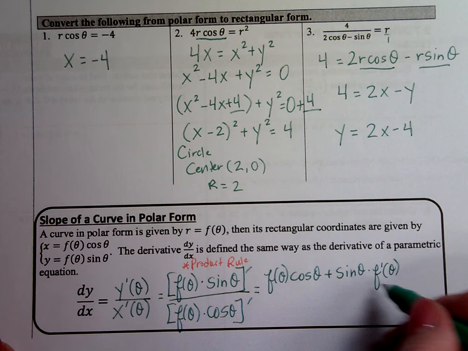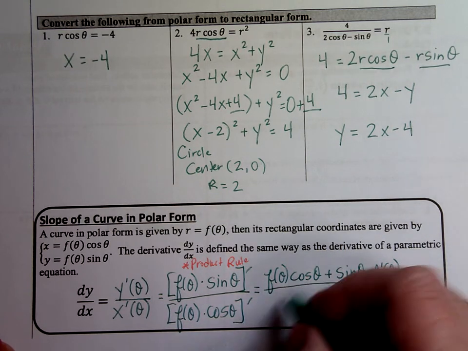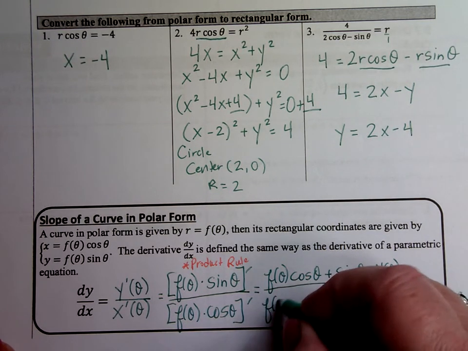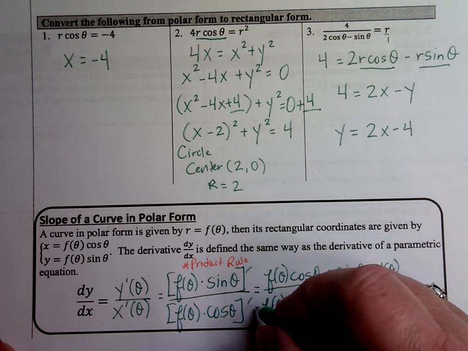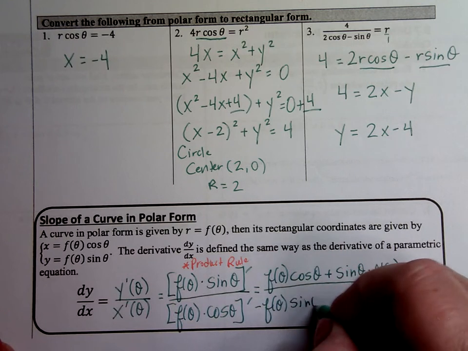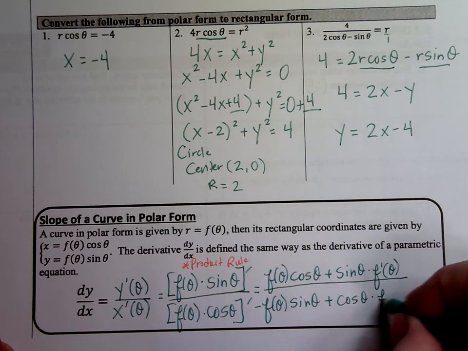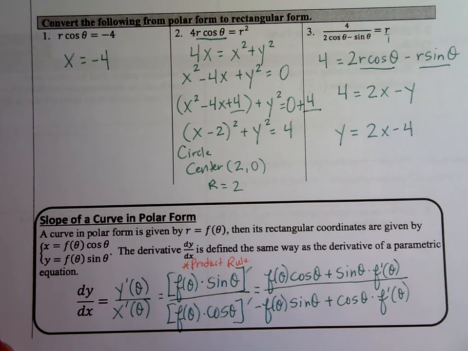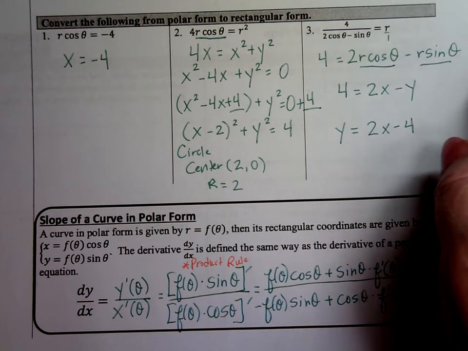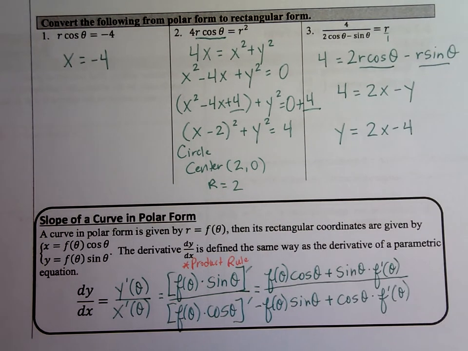All right. Do the same thing on the bottom. First times the derivative of the second. Oh, that's going to be a negative sine of theta, plus the second times the derivative of the first. And so there you go. That's going to help us out in finding what the slope is. So it's kind of like a product rule in the midst. All right, let's flip and try some examples.